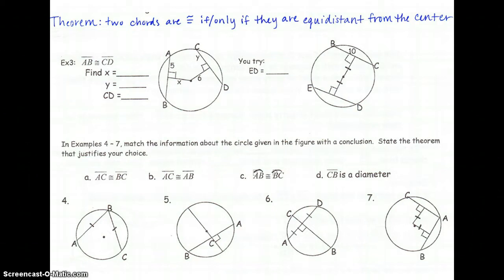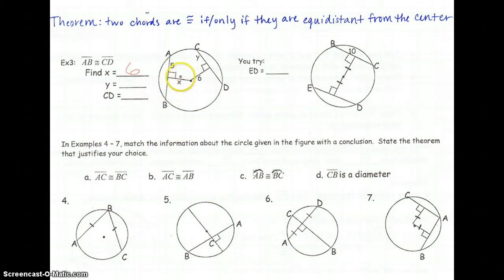So if we look at example 3, I've got segment AB, chord AB, is congruent to chord CD. So let's take a look at the x value. Well, from my theorem, I'm given that those would be congruent if they're equidistant from the center. So if this segment is 6, then my x is also 6.